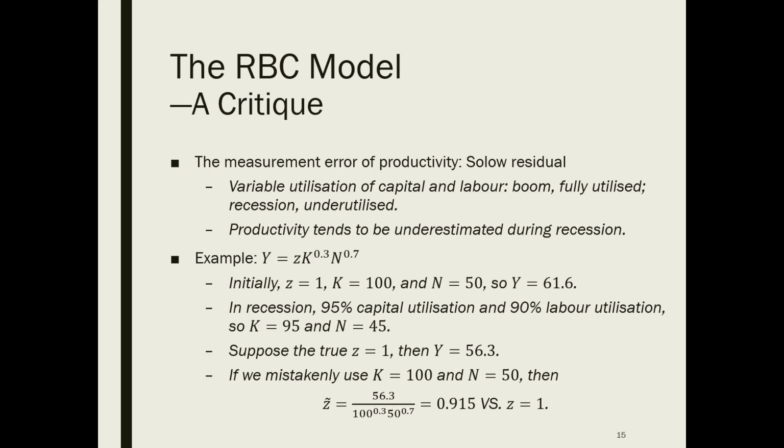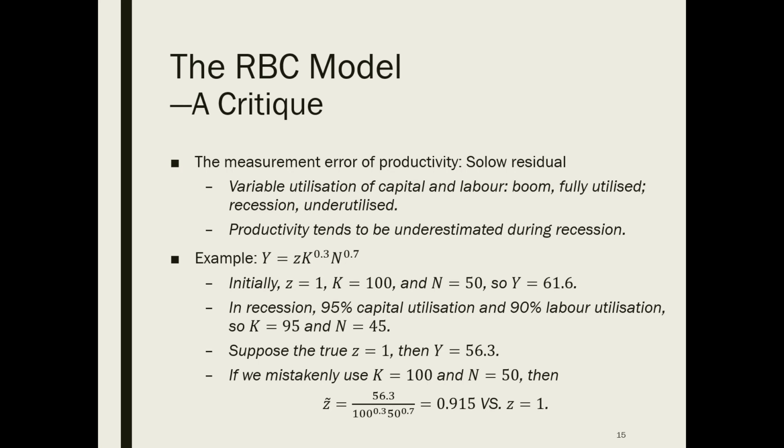Some economists find that the Solow residual can be a systematically biased measure of productivity. The key of this criticism is the variable utilization of capital and labor inputs. For example, in booms, these inputs are usually fully utilized, but in recessions, they are usually underutilized or furloughed rather than destroyed or dismissed. Therefore, the number of input is higher than it seems due to underutilization. A consequence is that the productivity tends to be underestimated during recessions.